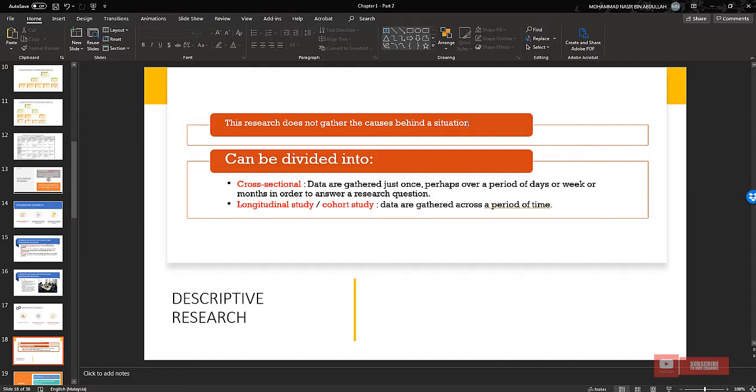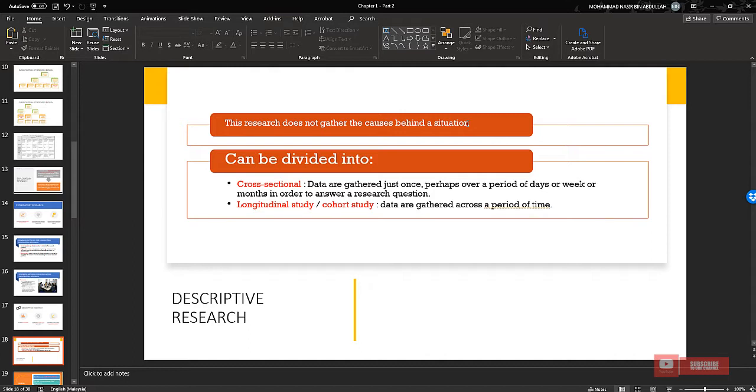Before causal research can be done, the first step is to do descriptive research. So it can be divided into two. Descriptive research can be divided into two. First is cross-sectional research. Another one is longitudinal research. Right? Cross-sectional research and historical research. Right?